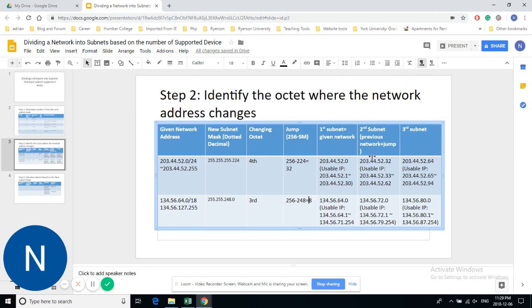Now I start making different subnet addresses. The first subnet is always the network address itself that is given. The second subnet is jump addresses away on the octet that is changing. So remember that, which octet. So you keep adding the jump on that octet. Here it is the third octet. So I added 8, 8 is the jump on the third octet. In this example, it's the fourth octet and the jump is 32. So I added 32 on the fourth octet and so on. In this way, you can keep jumping and find all the network addresses. Whenever you go out of the network, you stop.